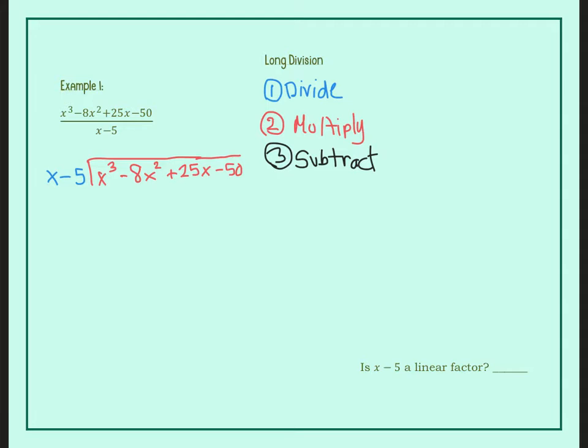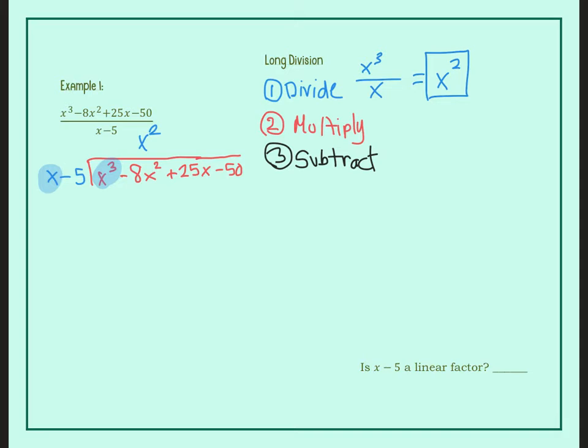So step 1 is divide. What are we dividing? We are dividing the first term of the dividend by the first term of the divisor. So my work that I'm going to show on the side here is x cubed divided by x, you get x squared. Whenever you divide, this is part of your answer. So we put this on the top.